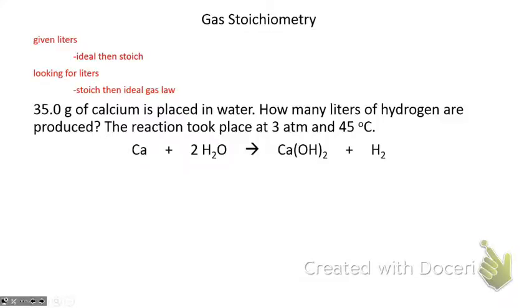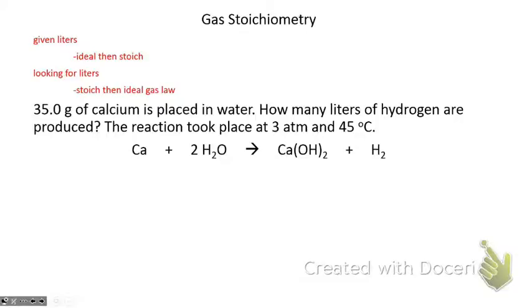Okay, gas stoichiometry. Basically, there's two types of problems we can give you. In one case, you will be given liters and asked to find something else, in which case you're going to start with the ideal gas law and then use stoichiometry. Or you can be asked to find liters, in which case you're going to do the opposite. You'll start with stoichiometry, get an answer in moles, and then plug that answer into the ideal gas law.